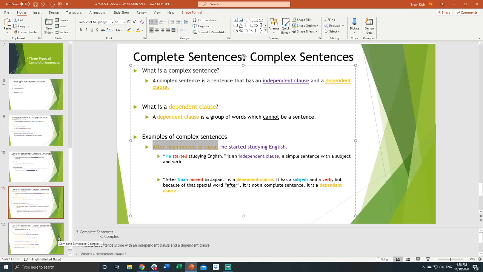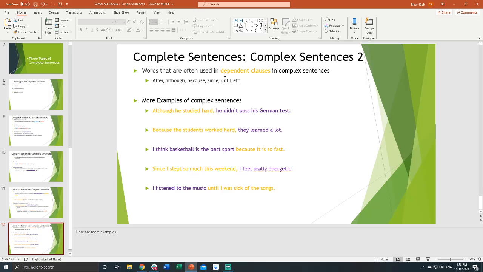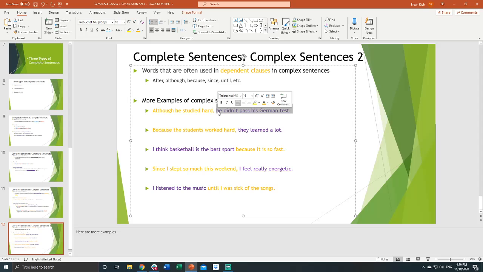And here are some more examples using words that are often used in dependent clauses, like after, although, because, since, until. So, "Although he studied hard, he didn't pass his German test." This is a simple sentence, but this isn't. This isn't an independent clause. It's a dependent clause. "Because the students worked hard, they learned a lot."